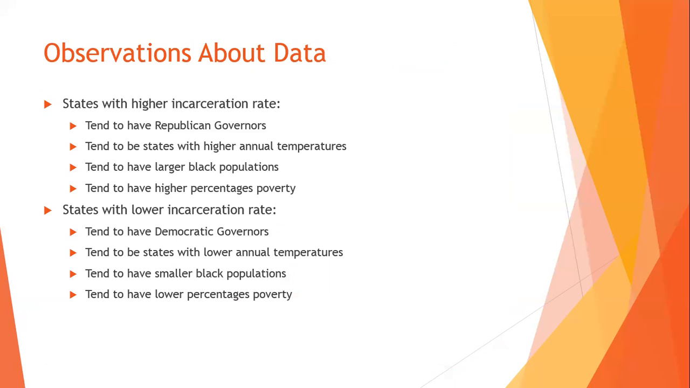The states with higher incarceration rate tend to have Republican governors, tend to be states with higher annual temperatures, tend to have larger Black populations, and tend to have higher percentages of poverty, while the states with lower incarceration rate tend to have Democratic governors, tend to be states with lower annual temperatures, tend to have smaller Black populations, and tend to have lower percentages of poverty.